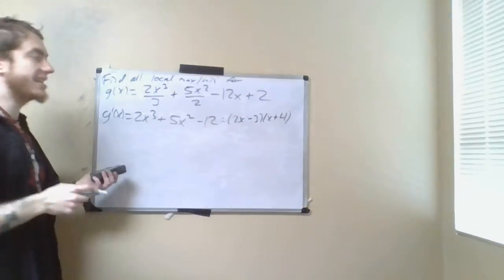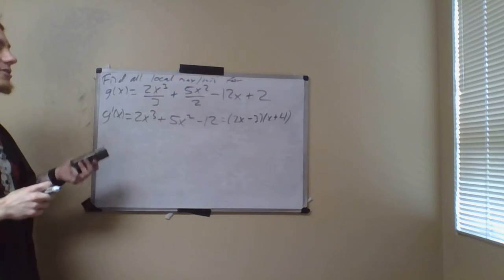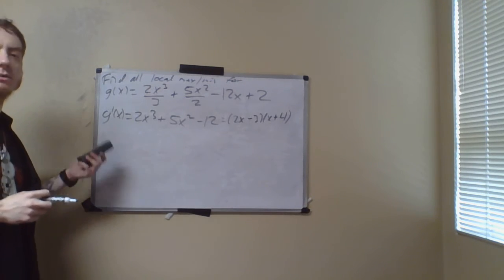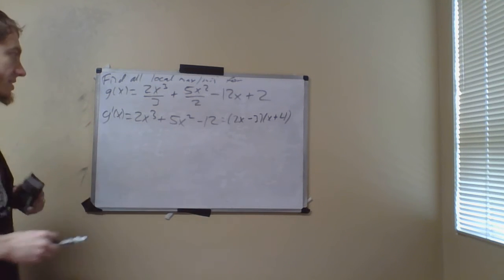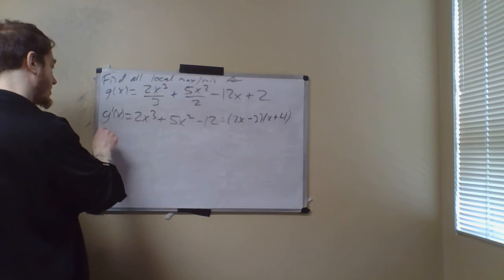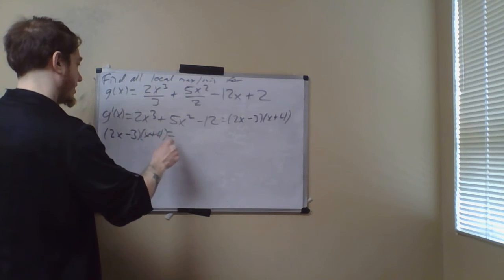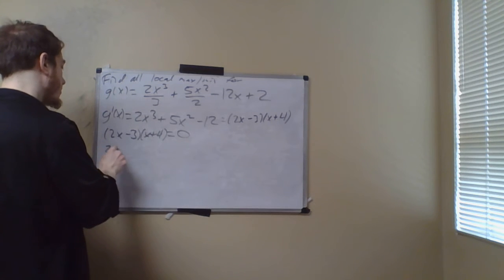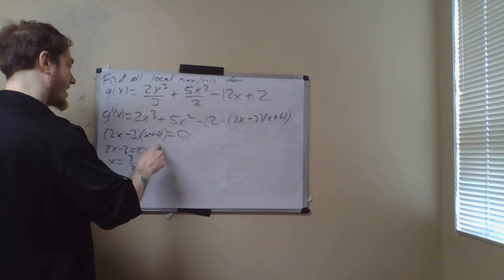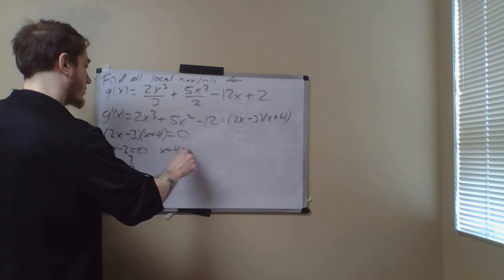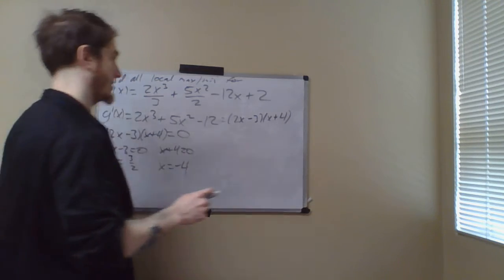And if you didn't see that it factored this way, then you could just use the quadratic formula. But I'm going to use the fact that this thing factors and do it that way, just because it makes it really easy. So we take this and we set it equal to 0. This is going to give me 2x minus 3 equals 0, or x equals 3 halves, and then x plus 4 equals 0, or x equals minus 4. So these are my two critical points.